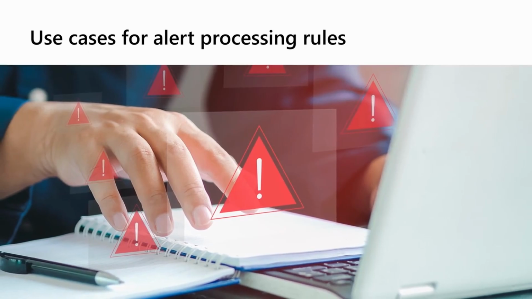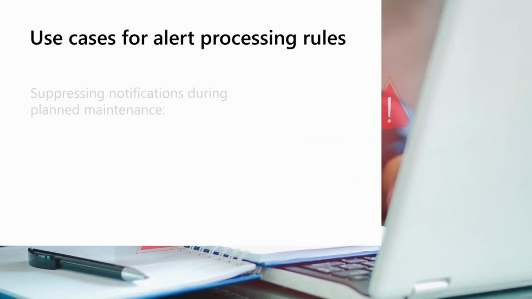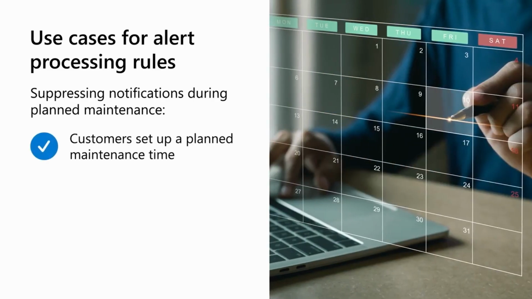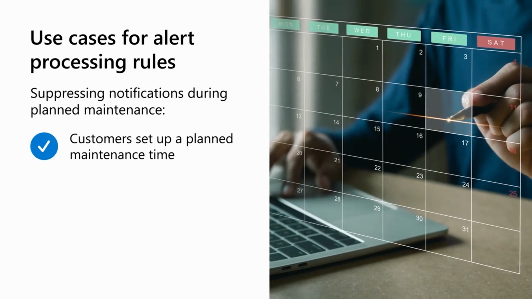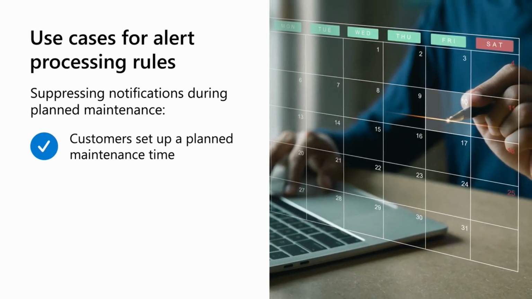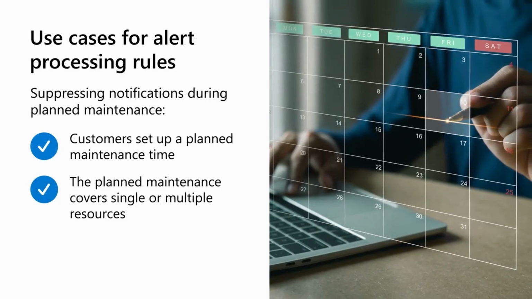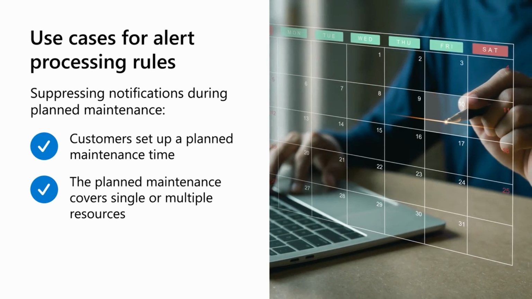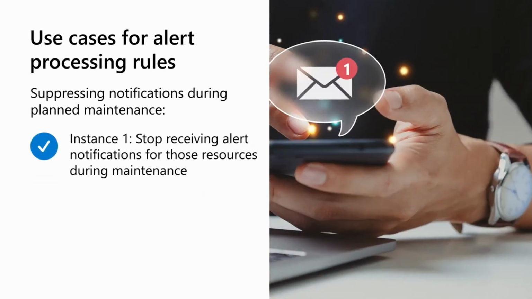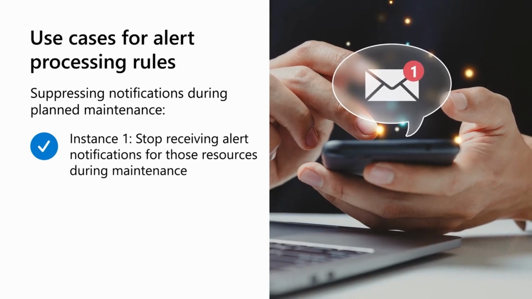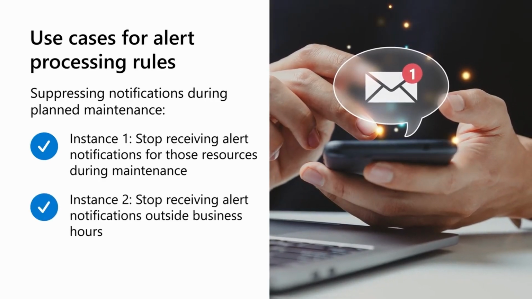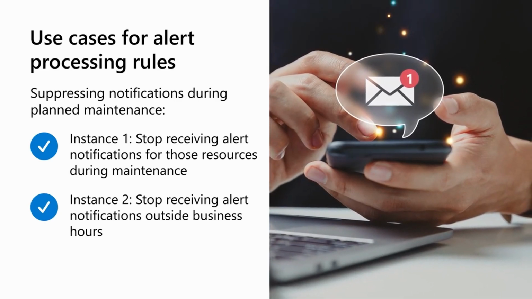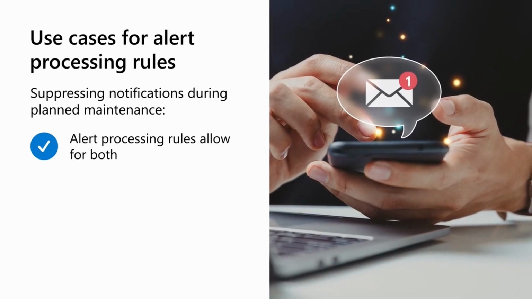Exploring some common use cases for alert processing rules will be helpful. The first is when you need to suppress notifications during planned maintenance. Many customers set up planned maintenance time for their resources on a one-time or regular schedule. The planned maintenance might cover a single resource, like a virtual machine or VM, or multiple resources, like all VMs in a resource group. So you might want to stop receiving alert notifications for those resources during the maintenance window. In other cases, you might prefer not to receive alert notifications outside business hours. Alert processing rules allow you to achieve that.